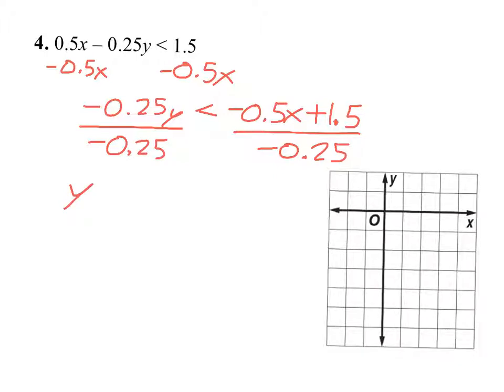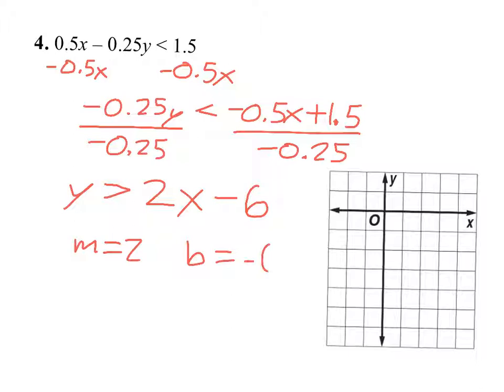This is going to become y. When you divide by a negative, you flip the inequality around. Negative 0.5 divided by negative 0.25 is 2. So 2x. And then 1.5 divided by negative 0.25. Well, $1.50 is 6 quarters. And a positive divided by negative is a negative. So we have a negative 6. Our m is 2. Our b is negative 6.